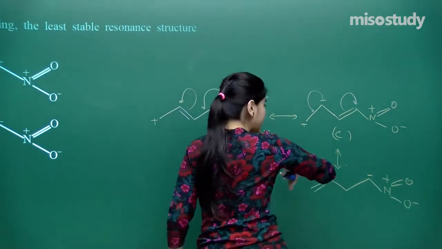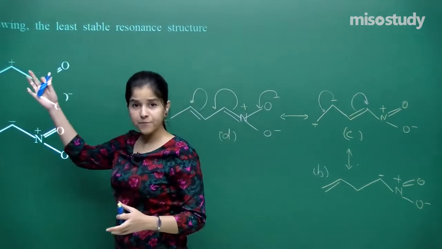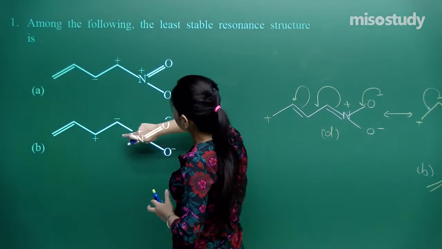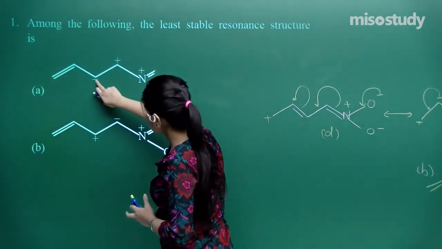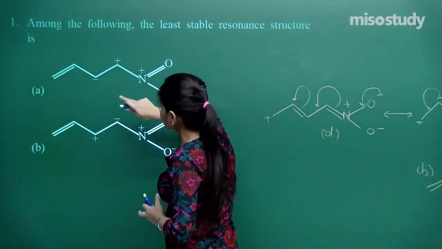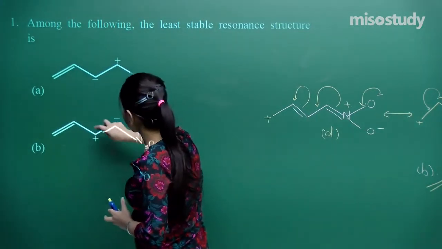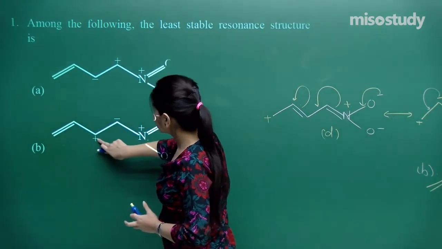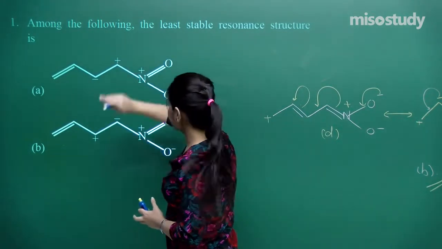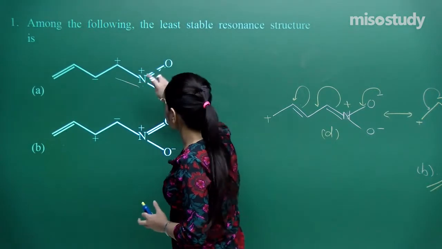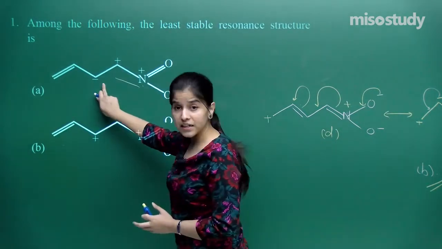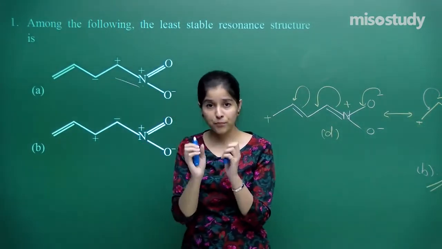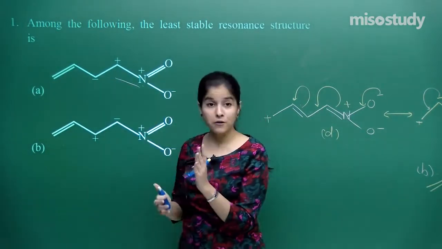Now from B, can I make it A? Let us just move on to the A. If you correlate these two structures, I need a negative over here. Can I get a negative over here? If you try to have these double bonds shifted, I cannot get a negative over here. There is no way that we can get a positive here and a negative here. That means this may not be a proper resonance structure of the compound given.